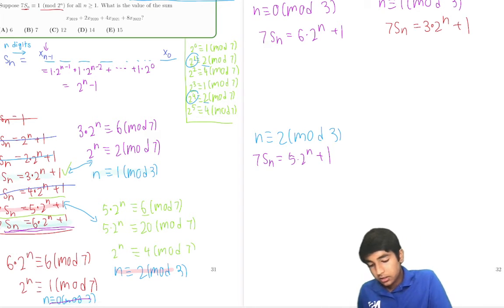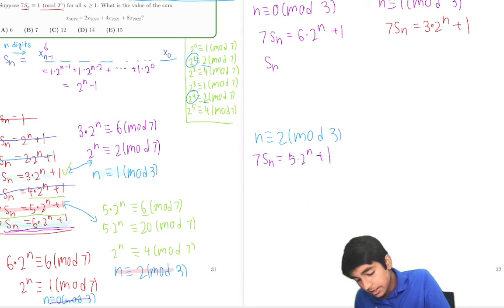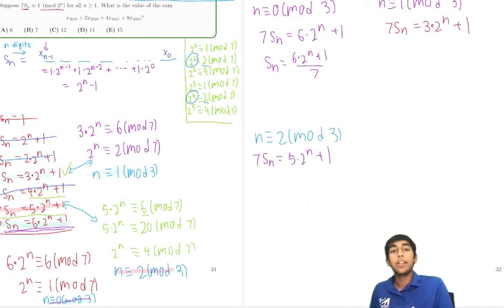So we can divide. Let's take a look. Let's start back here. So that means that S of n is 6 times 2 to the n plus 1 over 7, which we know is an integer, right?